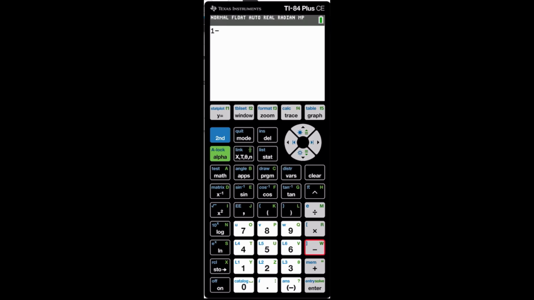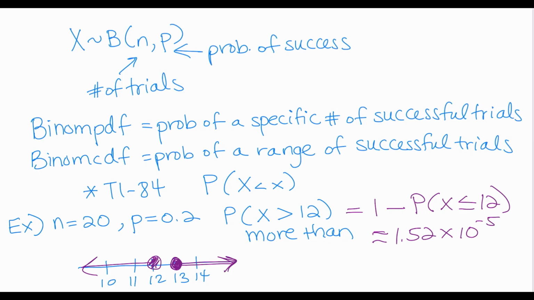I'm going to go now 1 minus second vars. I'm going to go up to binomial CDF. I'm going to go ahead and put 20 trials. Remember, my probability of success is 0.2, and I want to find 12 or less. I'm going to go ahead and put paste, and then this is really, really small. Again, I told you I thought it was going to be really small because my probability of success is only 0.2. So the likelihood that I'm going to actually make more than 12 baskets is tiny, okay? It's 1.516, about 1.52 times 10 to the negative fifth power, which is a very tiny probability.